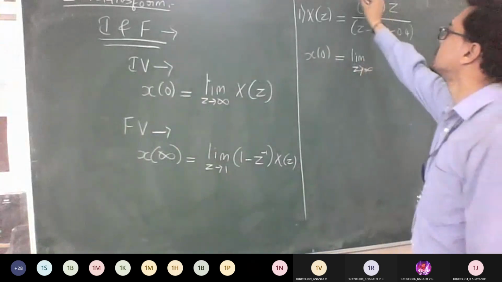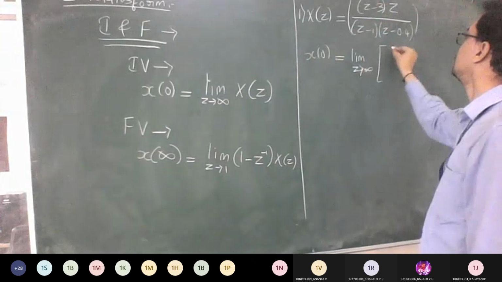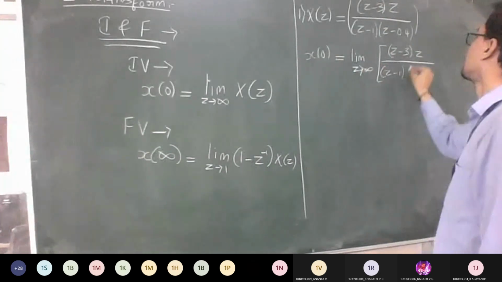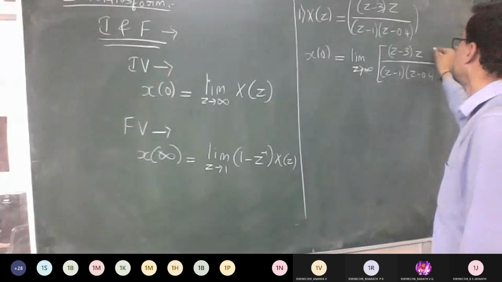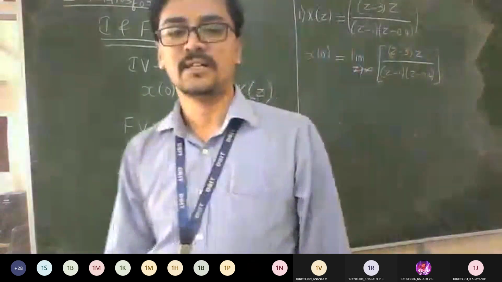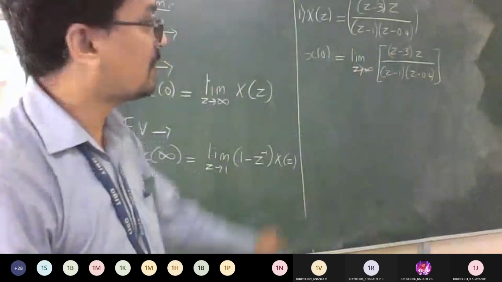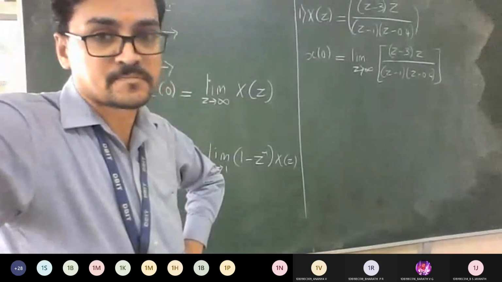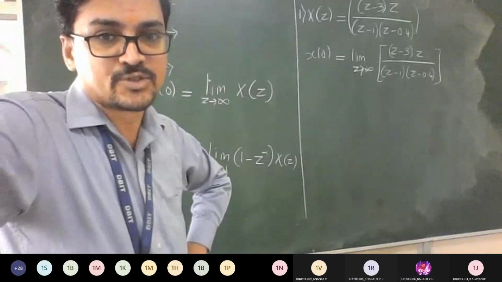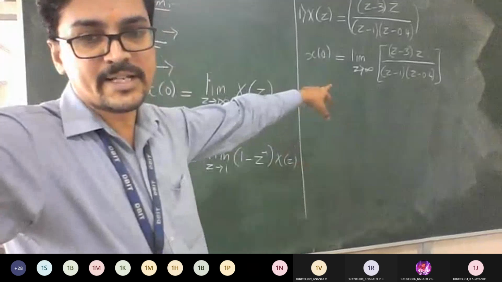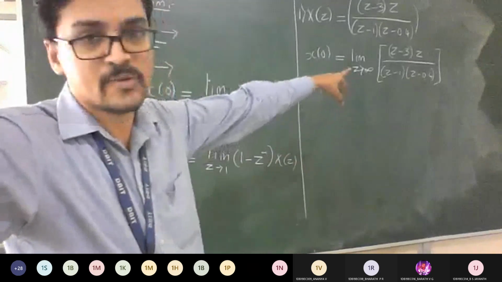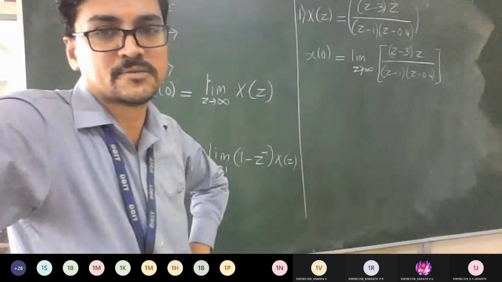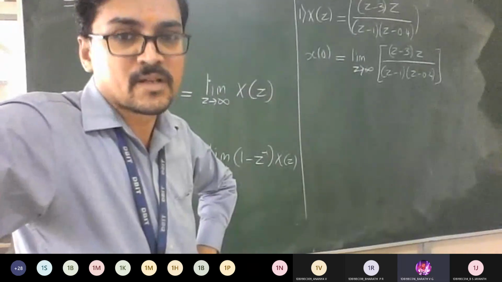What is X(z)? This complete term is X(z). So write the complete term, apply the limit as z tends to infinity, and tell me the answer. If you apply it directly like this, what is the answer going to be? Infinity by infinity. Correct. So always remember, don't apply the limit directly in the form of z. You need to make it in the form of what? 1 by z. Very good.